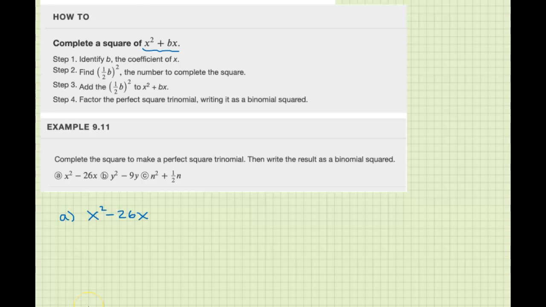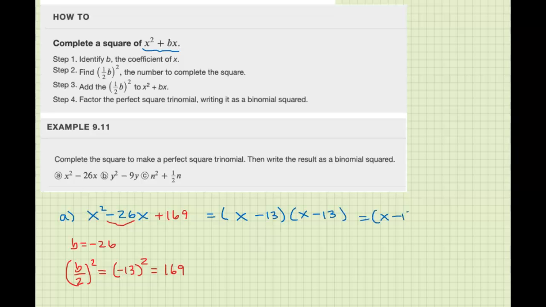Alright, so we identify the b. The b is negative 26. So we want to do b over 2 squared. Half of this is negative 13. Negative 13 squared is 169. So this is the magic number. This is what we need to add in order to make it a perfect square. Once we do, we can factor it as x minus 13 times x minus 13, which is x minus 13 squared.